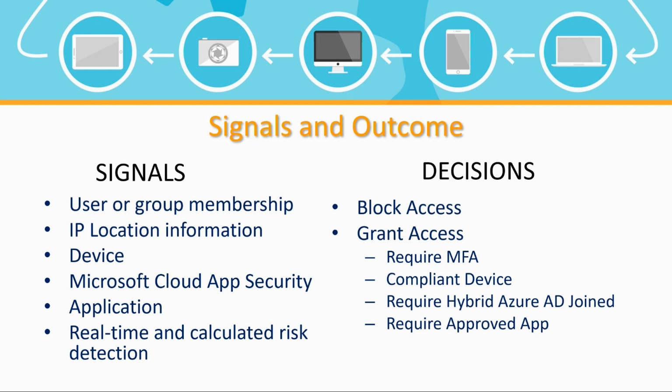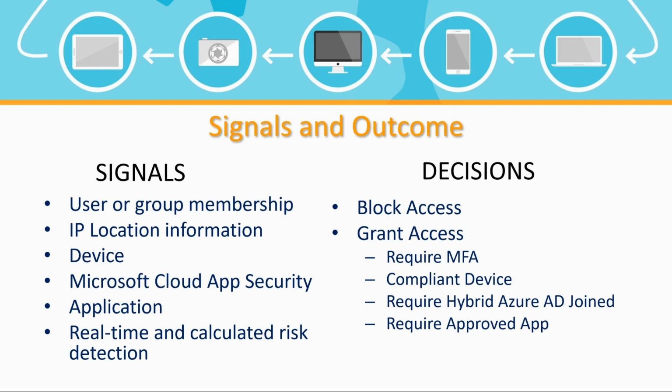And then real-time calculated risk, that gets into looking at things like times of day people are connecting and all of that. Then the decision that's going to be made: as you can see, there are two main decisions. You're going to block it or you're going to grant it. But if you're going to grant it, you can require some additional checking. I can require MFA, multi-factor authentication. I can require that your device be what is called a compliant device, which means it's a certain type of device, a certain model. It's got to have a certain operating system on it.